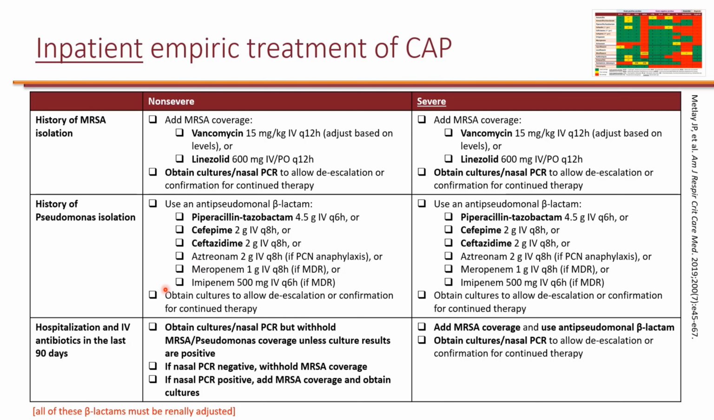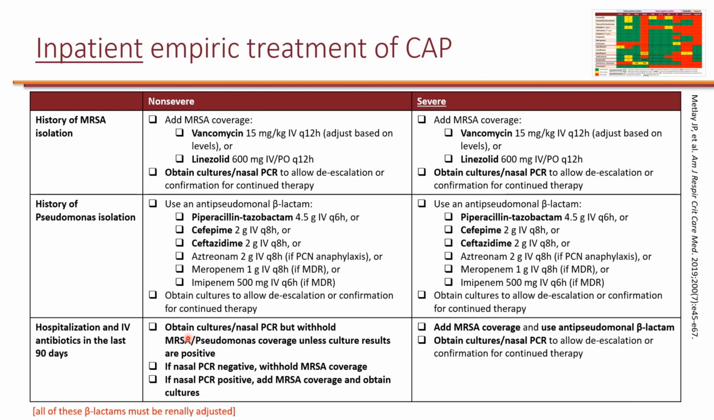Now, it is important to obtain cultures to allow de-escalation or confirmation for continued therapy. In other words, if you do not grow Pseudomonas on the culture, then you can de-escalate back to ceftriaxone. Or if you did grow Pseudomonas, then you know that you had made the right decision, and then you will continue the anti-Pseudomonal coverage. Now, the same is true for severe and non-severe, so the strategy is the same, it doesn't matter. If the patient has had hospitalization and IV antibiotics in the last 90 days, that's when the strategy is different between non-severe and severe.